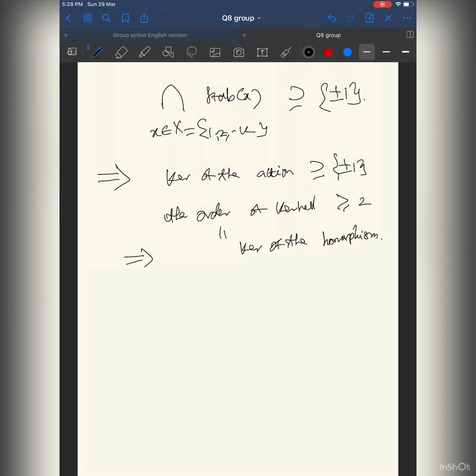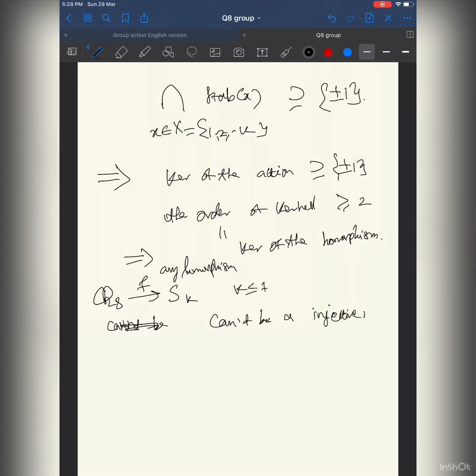So any homomorphism from Q8 to S_k, when k is less than or equal to 7, can't be an injective map, because the kernel is always of order at least 2. Hence an embedding of Q8 is not possible.